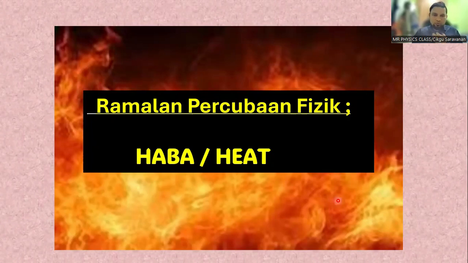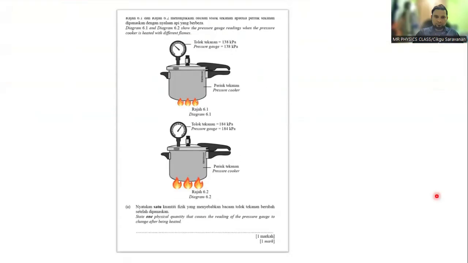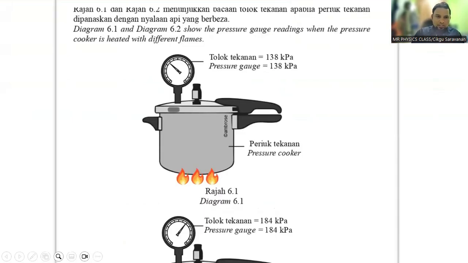Alright. So topik seterusnya adalah daripada chapter Heat from the Form 4 chapter. So let's see the question. Okay, so the first question here shows two different temperatures of the pressure cooker. The first one is a low temperature and the second one is a high temperature, and the difference here is the outcome. The outcome here is the reading of the bottom gauge.